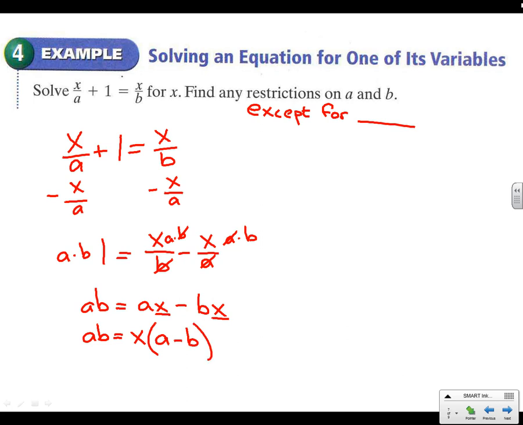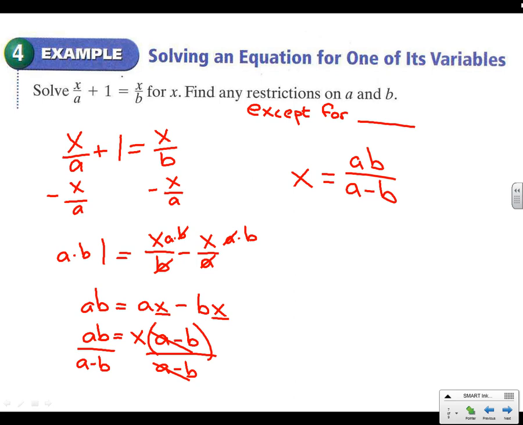And now we would do what we did on the last problem with the b1 and the b2. We can divide both sides by a minus b. Those cancel, and so our final answer here is x equals ab over a minus b.